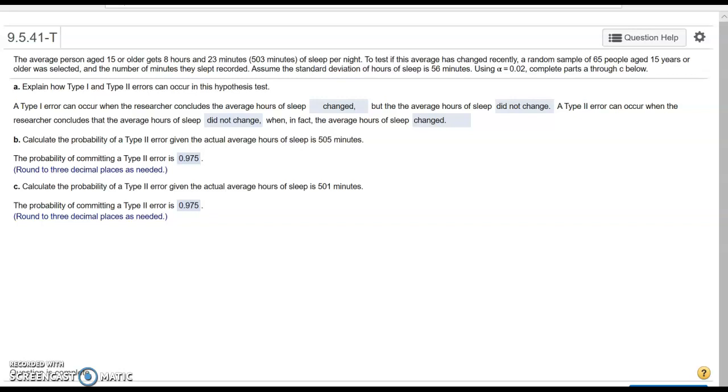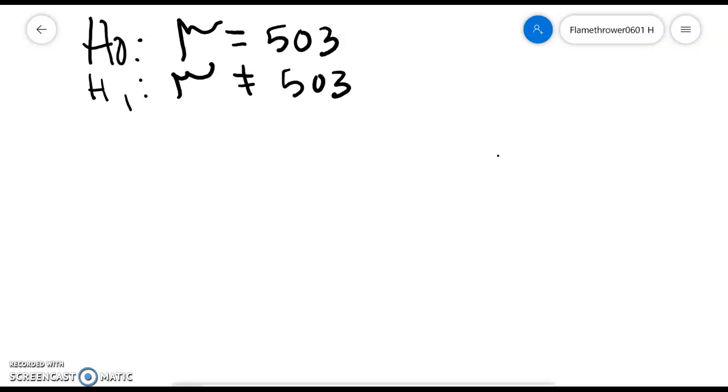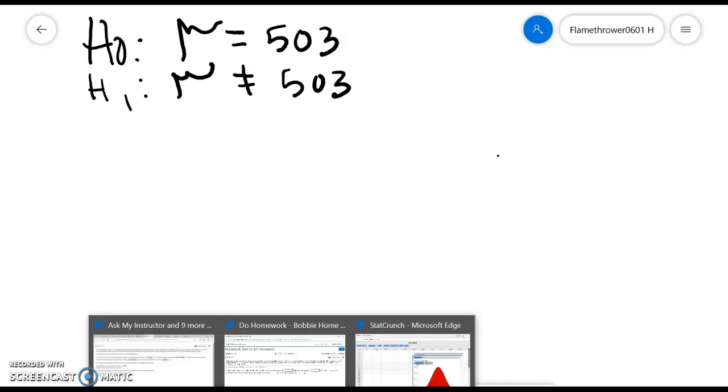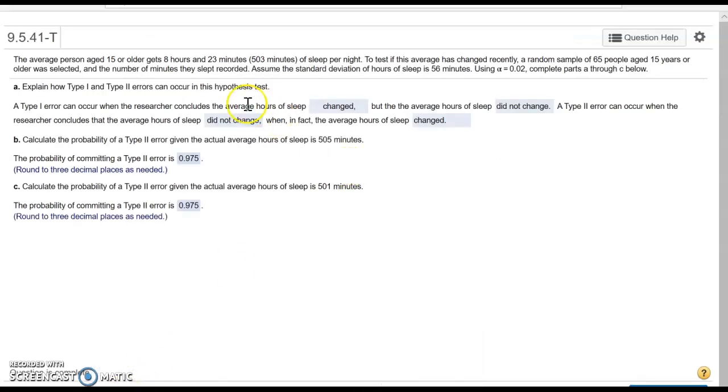Okay, so in this problem, we're given some information, and we're going to go ahead and look at our whiteboard and get all this information down. First of all, we're testing the hypothesis that the mean did not change. In the problem, it told us that the average person slept 503 minutes. So that is going to be our null, 503 minutes, that did not change.